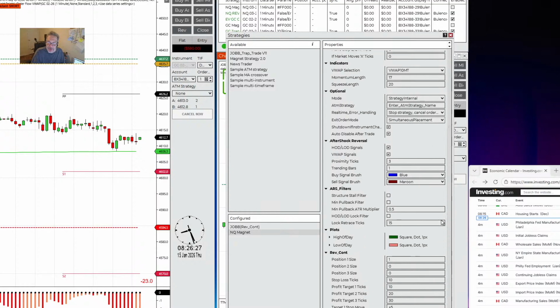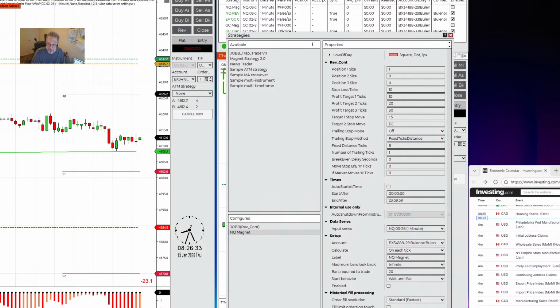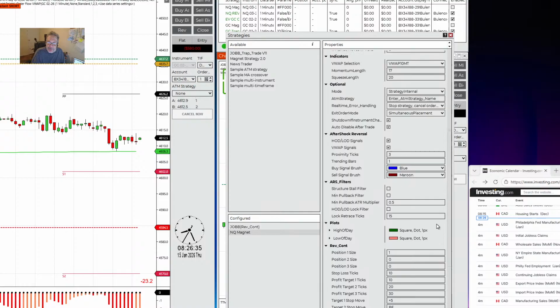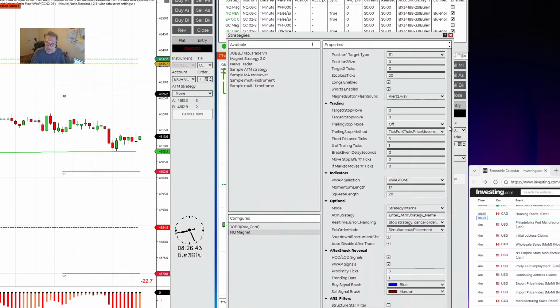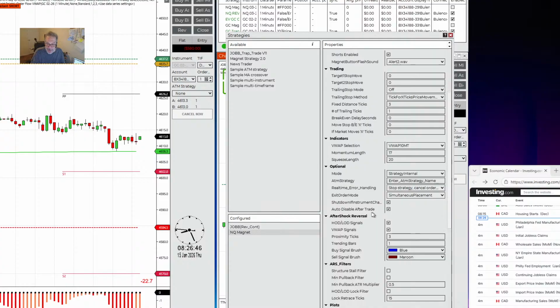Where did he move it to? Where did he move my signals? Hold on, let's find them. High of day, aftershock reversal, high of day, low of day signals, VWAP signals. Most of the time, I watch just the high of day, low of day. If I'm targeting the VWAP, then I'll make sure that my VWAP signals are on. And I can also change the color of my signals.